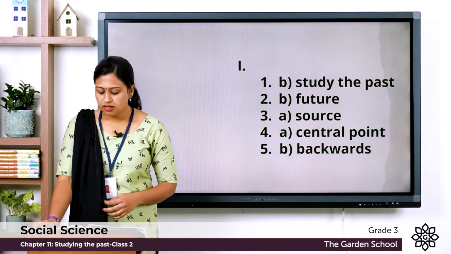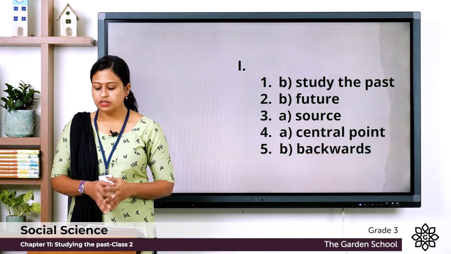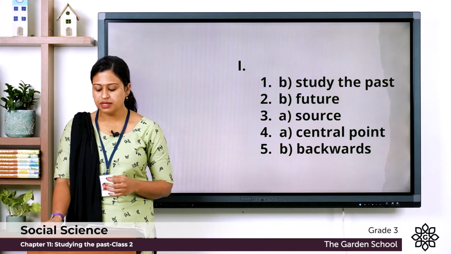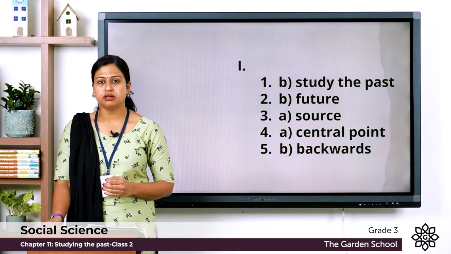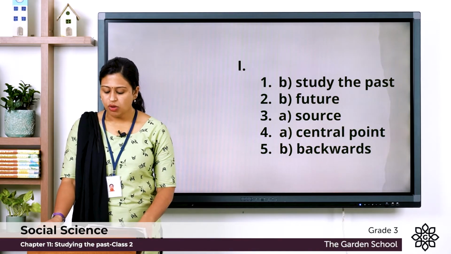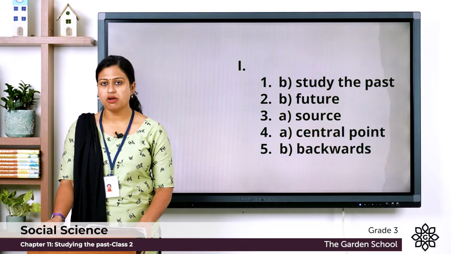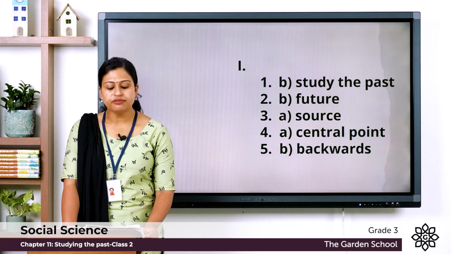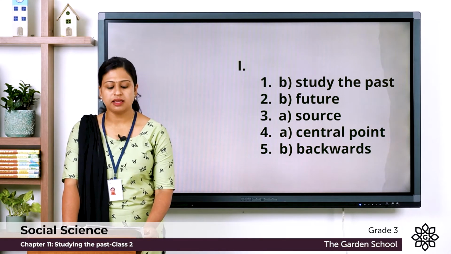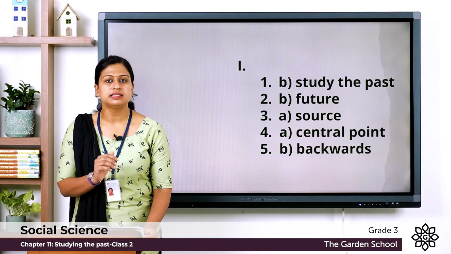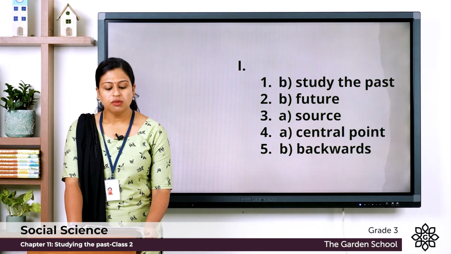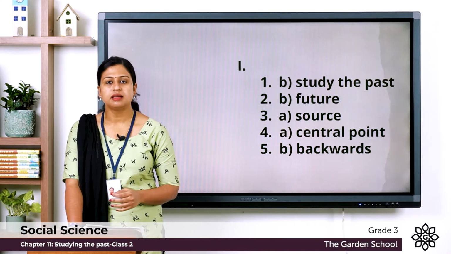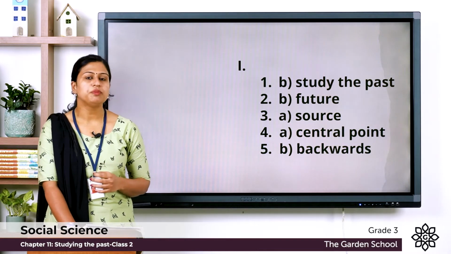So the first one, historians are experts who study the past. So this is the correct answer. Second one, the time yet to come is known as future. The option B. C, all photographs are an important dash of history, and the correct answer is source. Fourth one, the year of Christ's birth is taken as the dash in a timeline, and the correct answer is option A, central point. Fifth one, events that took place before the birth of Christ are counted. The correct answer is B, backward. So I hope you all have marked it.